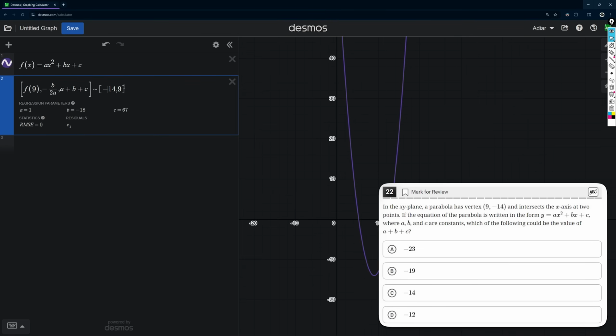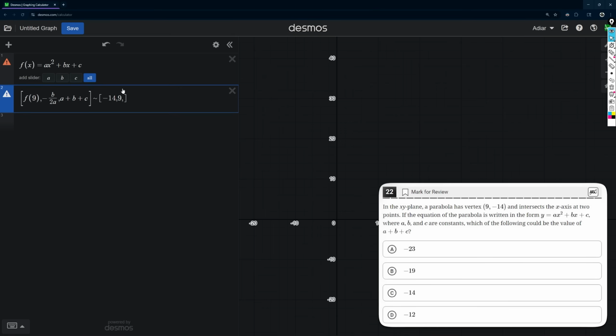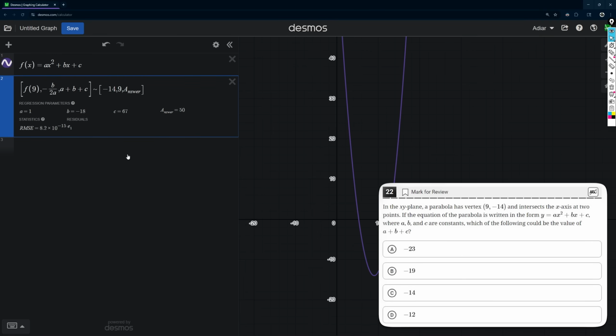A plus b plus c equals, and then the question is asking which could be the value of a plus b plus c. So I don't know what the value of a plus b plus c is, so I'll put in whatever the value of a plus b plus c is. It is going to be our answer. So I can just put an answer right there. So our answer is going to be, and we'll try all the answer choices.